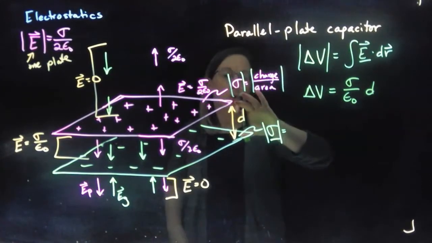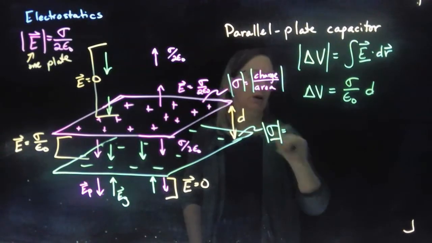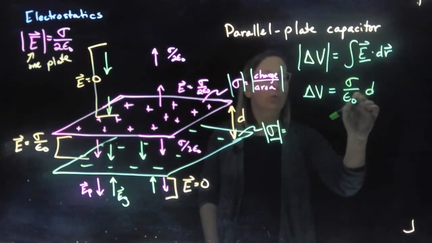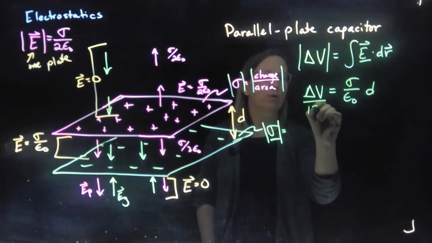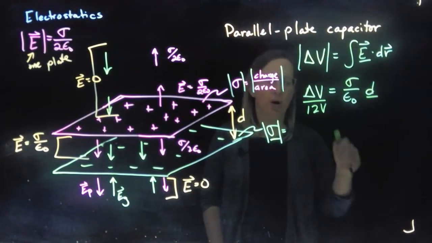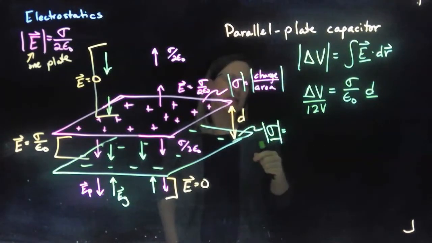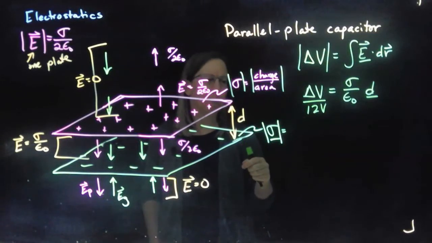So if this is 12 volts, then that tells us how much charge we would have, right? Charge per area would tell us, if we know this is 12 volts and we knew what this distance was, that would tell us what our charge per area was, okay? And that gets us to our capacity.